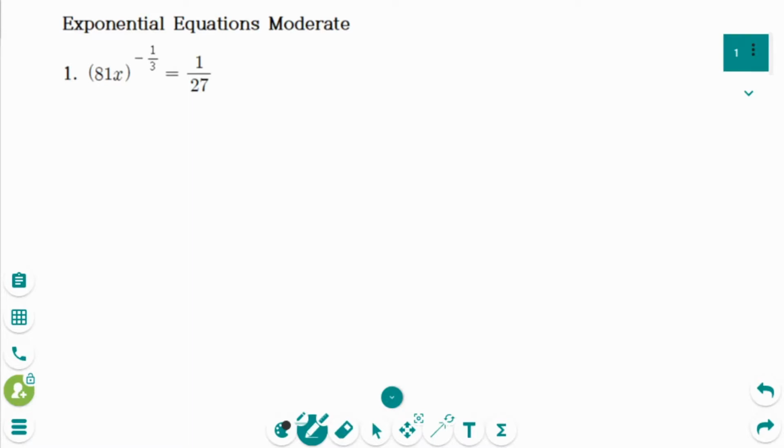This video will cover moderate level questions regarding the topic of exponential equations. This is the first one. 81^x to the power of minus 1 over 3 equals 1 over 3 cubed. 81^x to the power of minus 1 over 3 equals 3 to the power of minus 3. Make the power of minus 3 on each side.